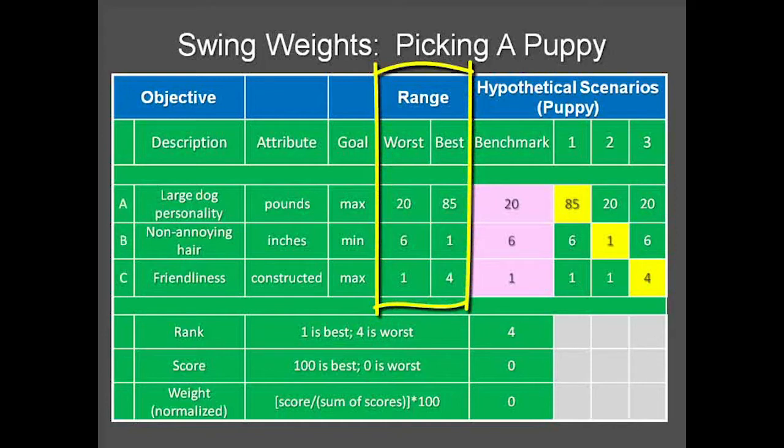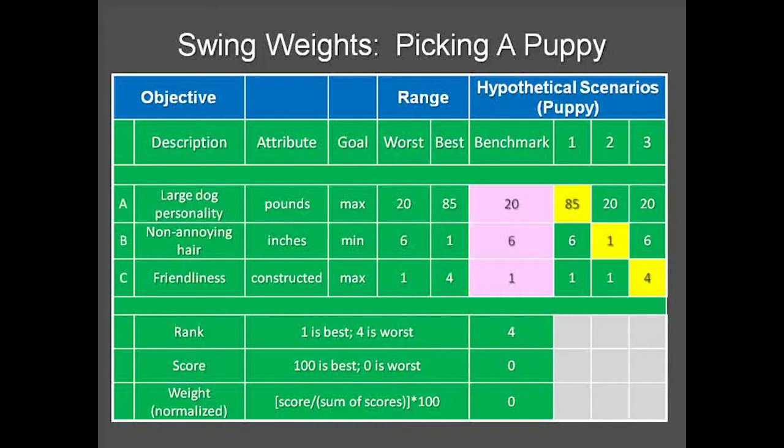So the worst is a 20-pound dog with 6-inch long hair and a friendliness score of only 1. So you can think of that dog as the small, hairy, mean dog. Now we also have a best case for each of the different objectives. The best case is a 65-pound dog that only has 1-inch long hair and scores a 4 on our constructed scale for friendliness. So that's the best case. That's the big, short-haired, friendly dog.